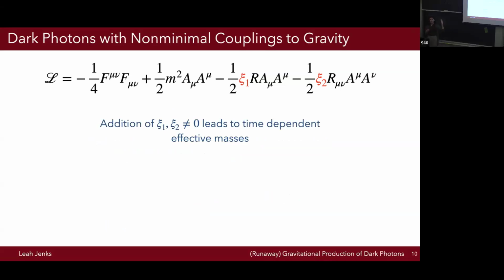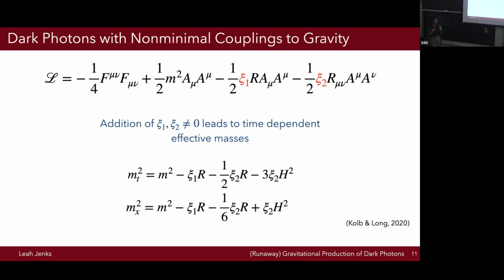Okay, so the main effect of having these non-minimal couplings is that we now have time-dependent effective masses in the theory, which you can see from the form of the Lagrangian. There are two effective masses that appear, which we'll call m_t squared and m_x squared. If you decompose this on an FRW background, which is what we're thinking about during inflation, these have the following form, where again R is the Ricci scalar, and H is the Hubble parameter during inflation. What you'll notice here is not only are these masses evolving in time, they are also not necessarily positive definite, because these quantities oscillate. The effective mass can become negative, which is going to be the source of some of our instabilities.